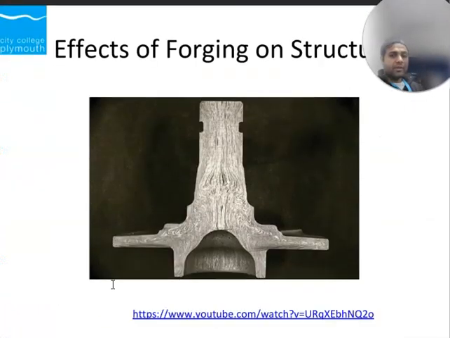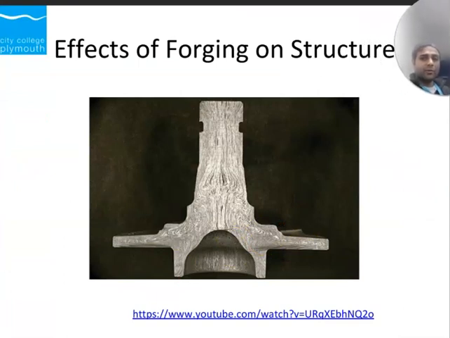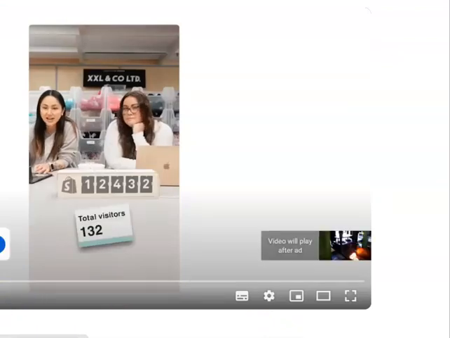Okay. Now, if you have a look at forging, what is forging? In forging, you have a hot metal and you apply a lot of force, and you keep doing that until you reach the required shape. Just quickly going to show you the video of the forging.